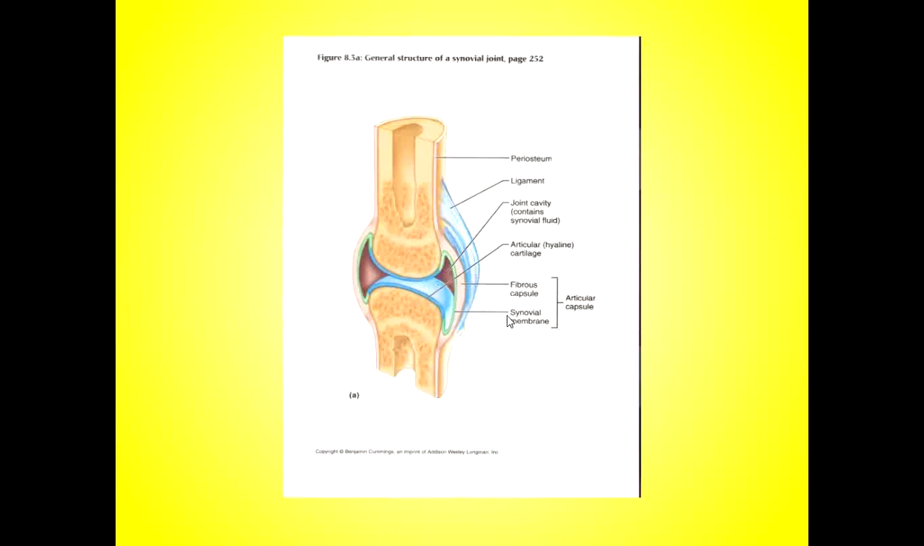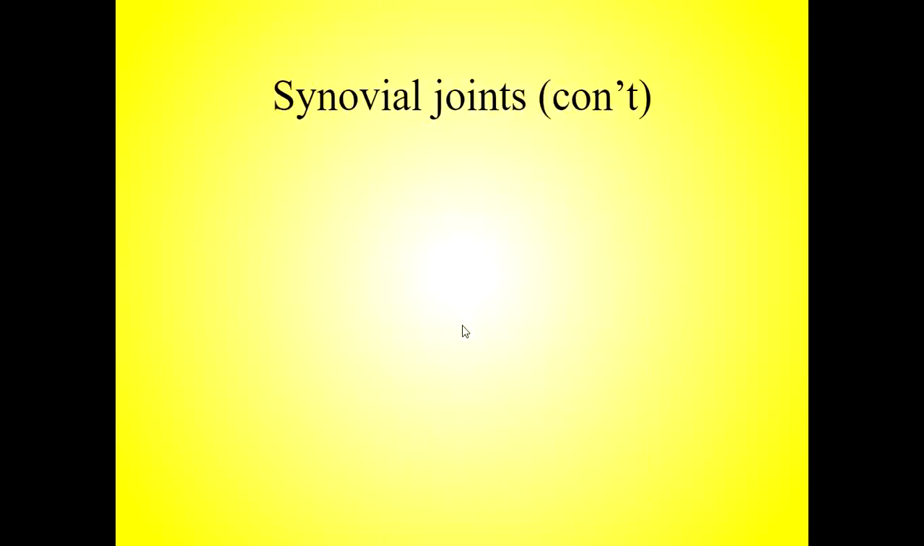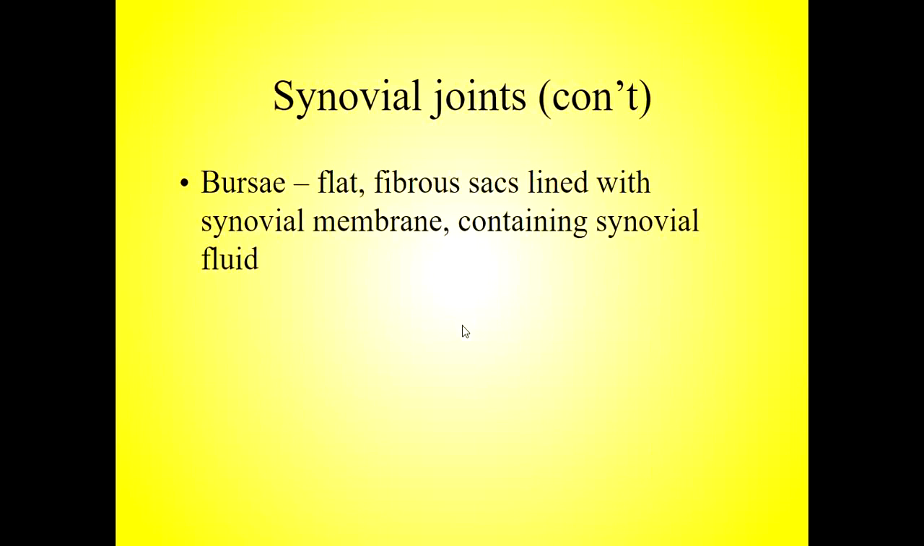And this little capsule and membrane together, or this fibrous cap, all of this together forms what's known as the articular capsule. And inside that, you're going to see the synovial fluid. And then reinforcing it, you're going to find ligaments that hold it in place. So the synovial joints have these little flat fibrous sacs that hold that synovial membrane and contain the synovial fluid.